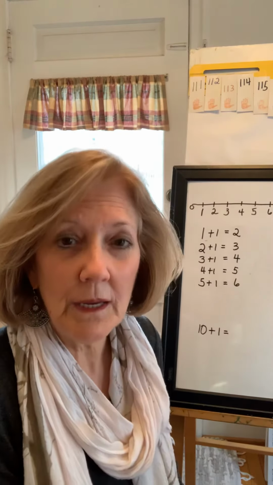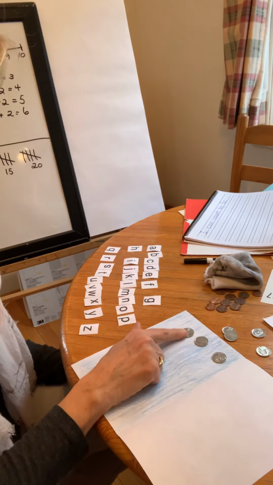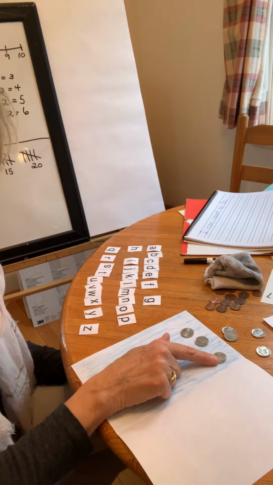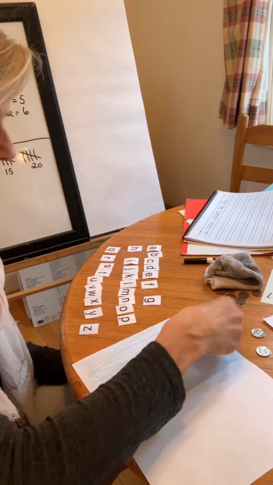If I take one away, let's count how much. 5, 10, 15, 20, 25. 25 cents. Now I'm going to take 2 away. 5, 10, 15. 15 cents. Now I'm going to take 2 more away.